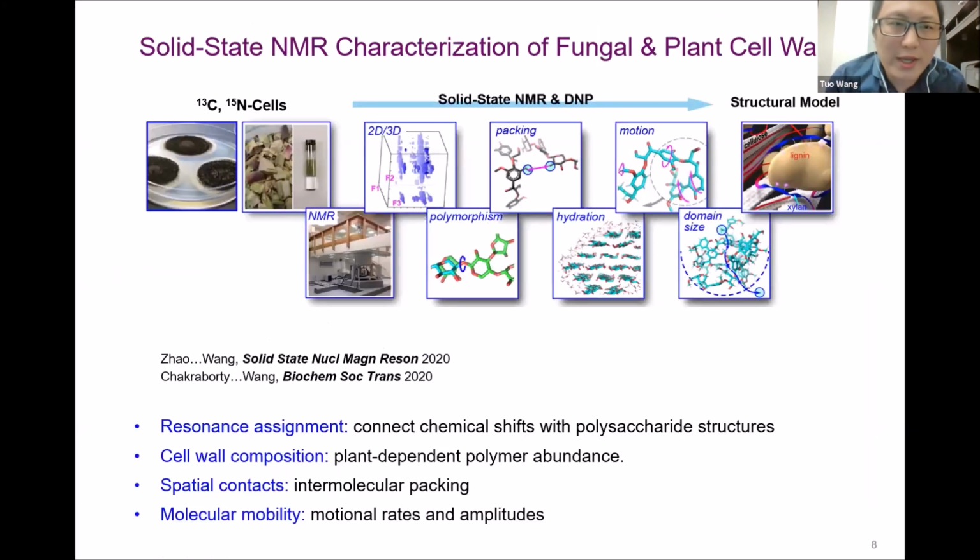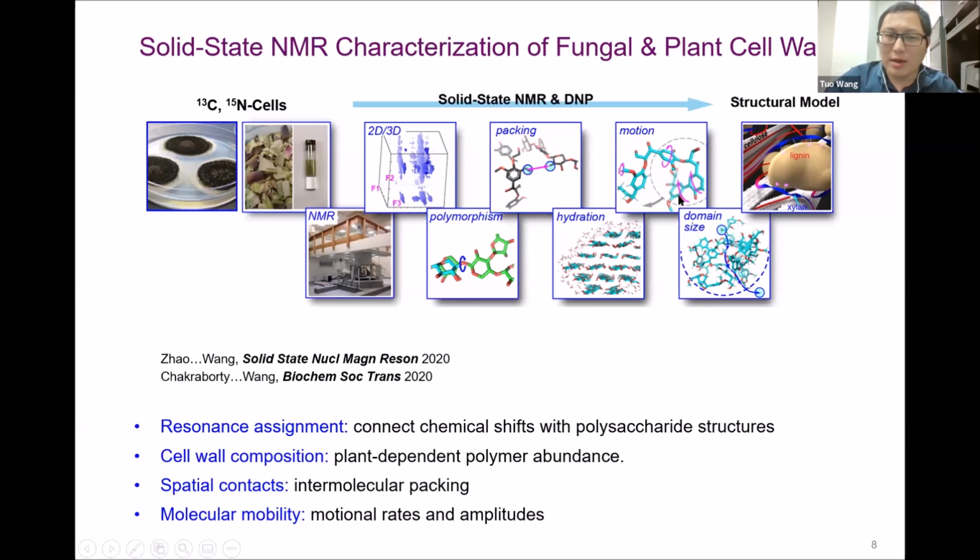So how should we characterize those systems, since they are highly complex and they are whole cells? The strategy is first to carbon-13 and nitrogen-15 label the samples by feeding them with isotopes. And the sensitivity will allow us to measure many 2-dimensional and 3-dimensional correlation spectra to study the structural polymorphism, intermolecular packing on the sub-nanometer length scale, site-specific hydration, molecular motion, and the domain distribution.